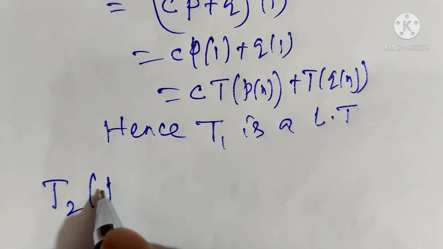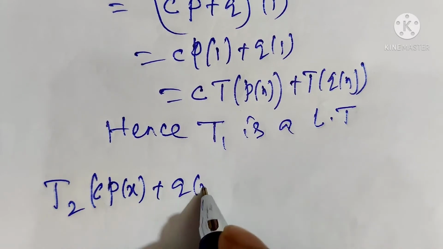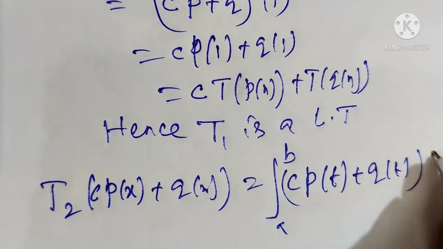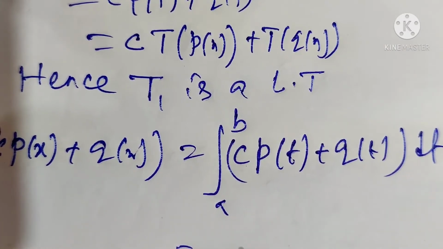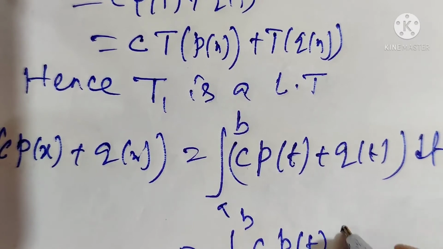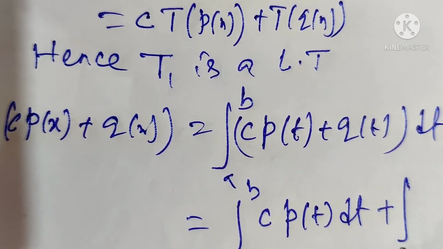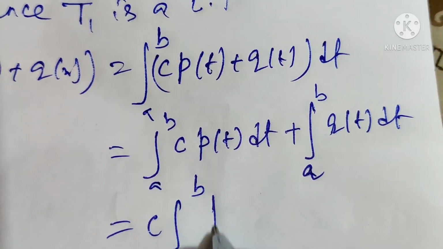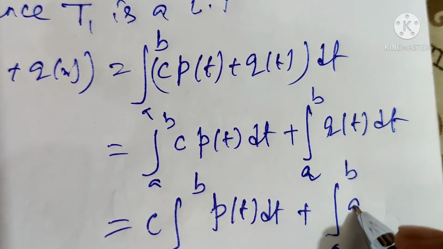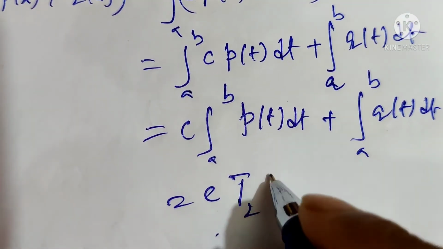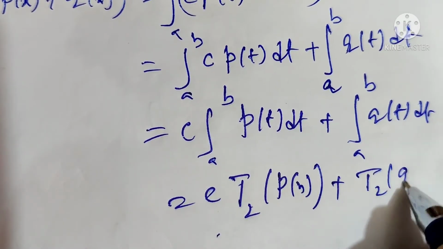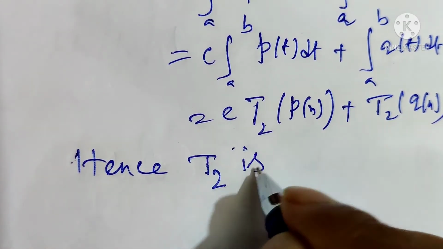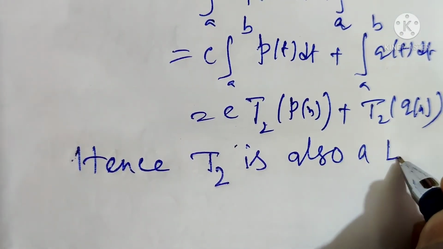T2 of (c P(x) + Q(x)) equals the integral from a to b of c P(t) plus Q(t) dt, that equals the integral from a to b of c P(t) dt plus the integral from a to b of Q(t) dt, that equals c of the integral from a to b of P(t) dt plus the integral from a to b of Q(t) dt, that equals c into T2 P(x) plus T2 Q(x). Hence, T2 is also a linear transformation.